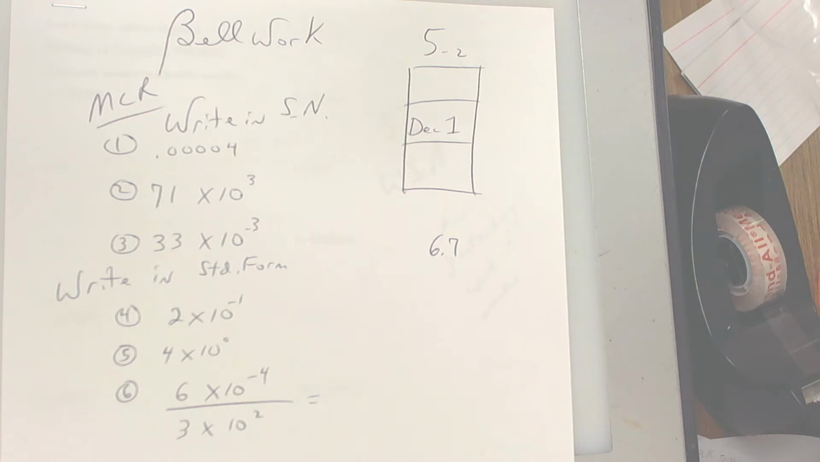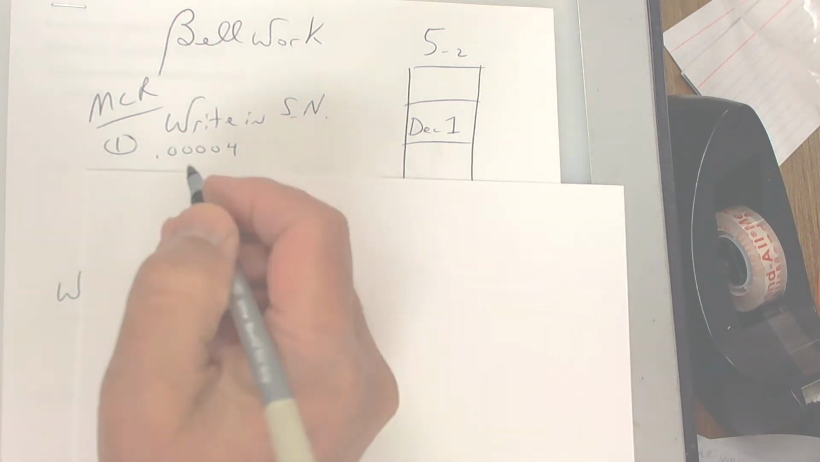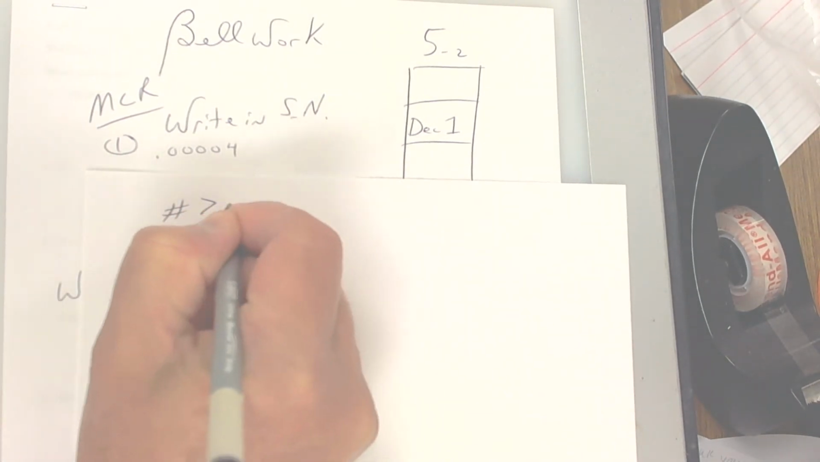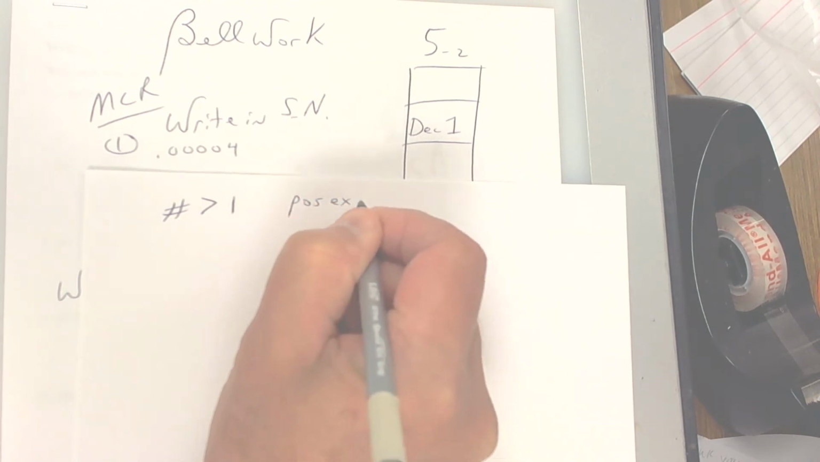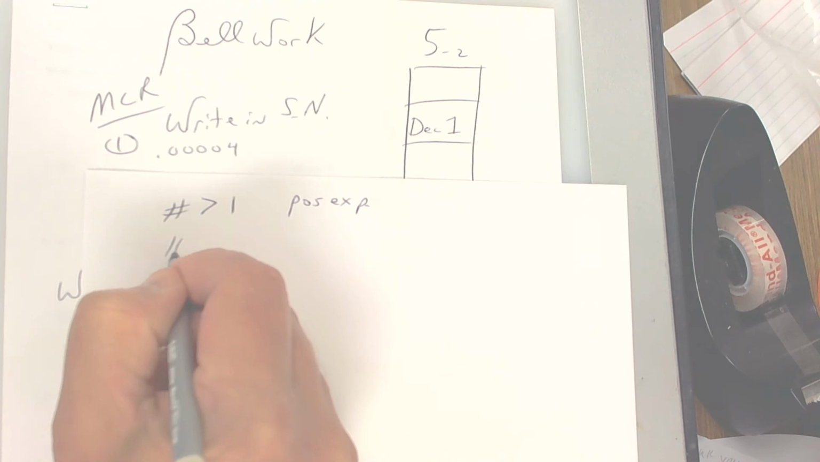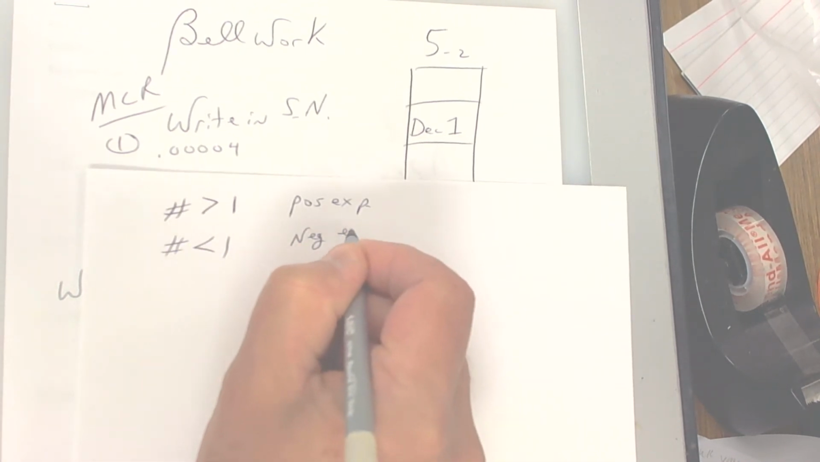Okay, let's take a look here. Yesterday you learned scientific notation. Let's just write down the rules. If the number is greater than 1, then it's going to be a positive exponent. Write that down. If the number is less than 1, then it's going to be a negative exponent.